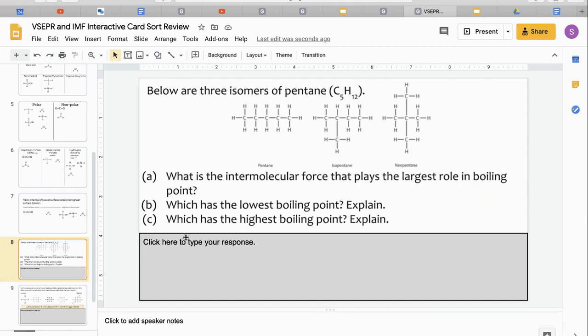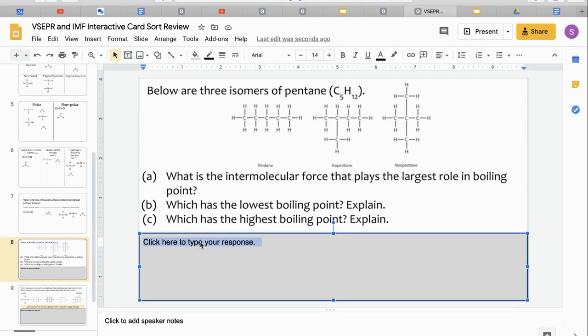Okay, and then there are 3 isomers of pentane here. We want to explain which intermolecular force plays the largest role in the boiling point. Well, these are all nonpolar. So if they're all nonpolar, then the only force that can play a role here is, you've got it, LDFs.